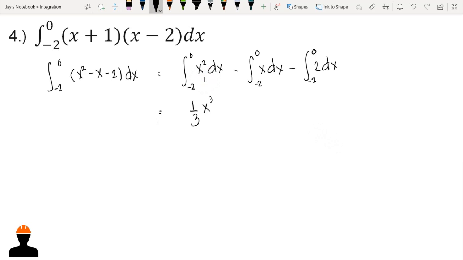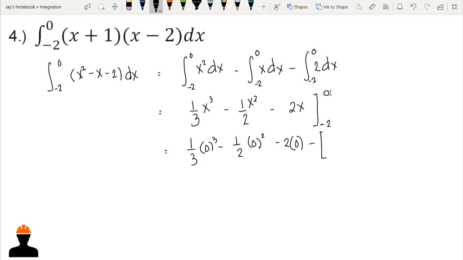Then the same as with the second term, we could apply power rule, that is x squared times 1/2. Then for this one, that is the first integration rule, that is r dx, so we can take out 2, then we have 2x. Now take note, we have limit from negative 2 to 0. So we substitute first 0, the upper limit, then we have 1/3 times 0 cubed minus 1/2 times 0 squared minus 2 times 0 minus, then don't forget the bracket.